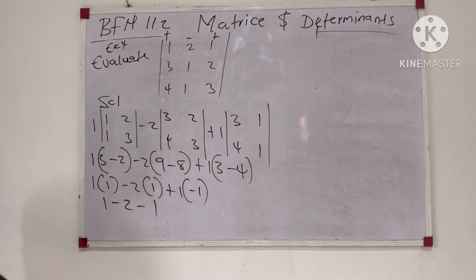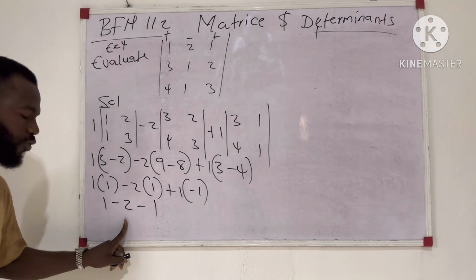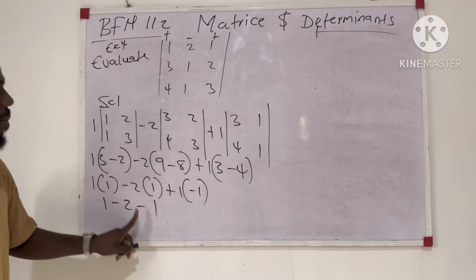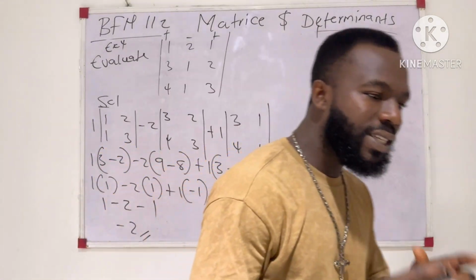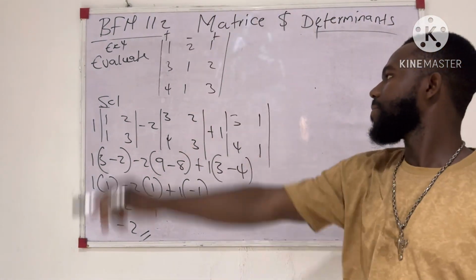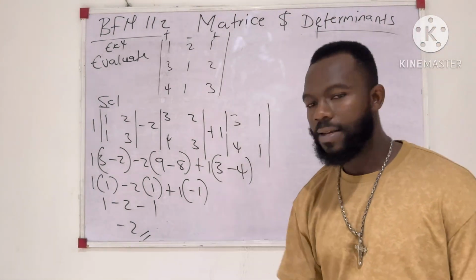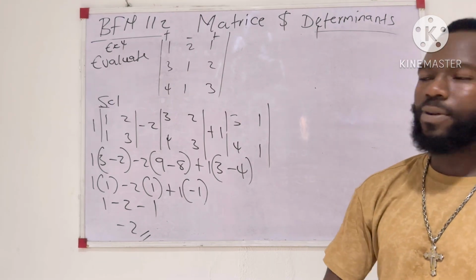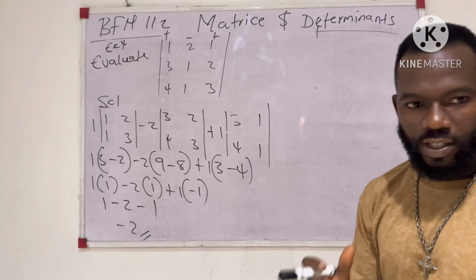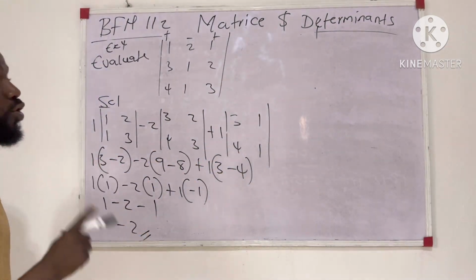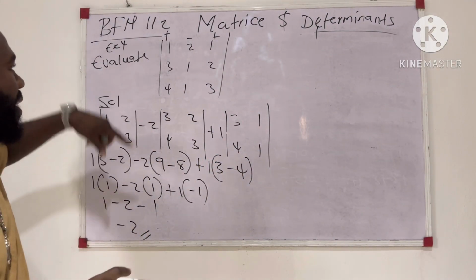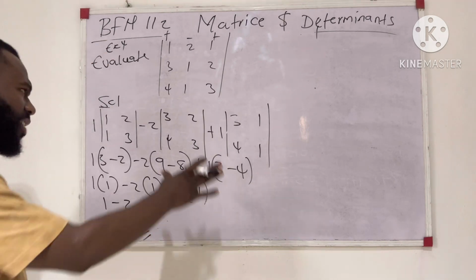So class, what do we do? Let's work. 1 minus 2 gives us minus 1. Minus 1 minus 1 gives us what? Minus 2. So the determinant of this matrix is minus 2. Simple as this. But don't forget I told you we're going to be using two methods in solving this question. This is actually method 1.